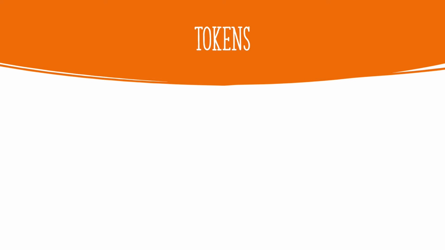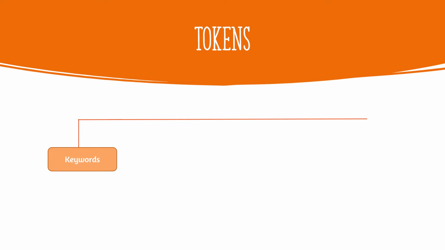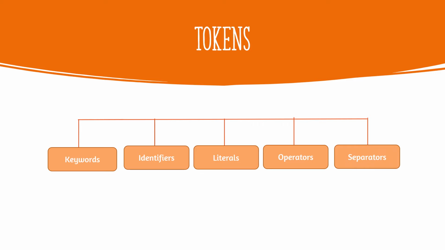The different types of tokens are keywords, identifiers, literals, operators, and separators. Remember the word KILOS. Here, K is for keyword, I for identifier, L for literal, O for operator, and S for separators. Now we can discuss each token in detail.